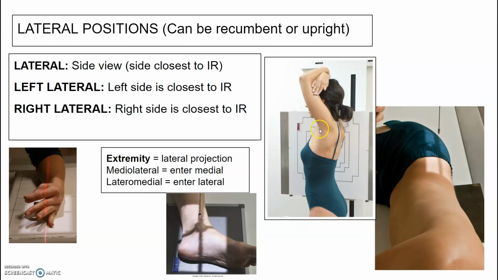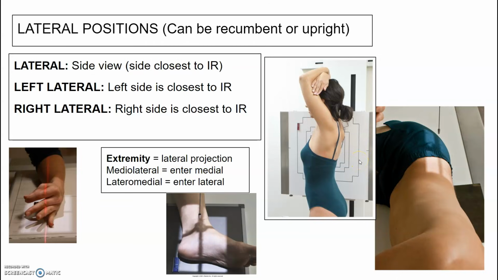Okay, so we'll take this first picture here. She's standing up. Her right side is against the wall stand here. So this is a right lateral. The patient lying down on the table here, their left side is against the table. This is a left lateral because it's on the table. The image receptor is under the table, so that's closest to the IR. In these Bucky trays is where your imaging plate will be. So whatever side of the body is closest to the board, that is the name of the lateral.